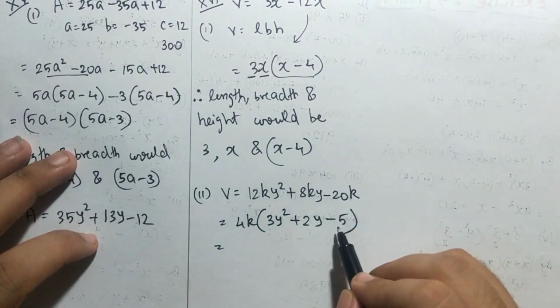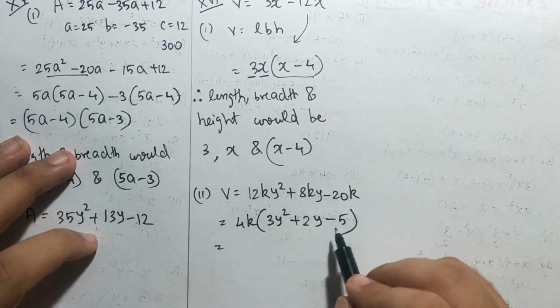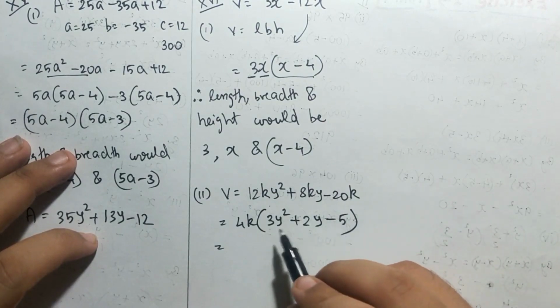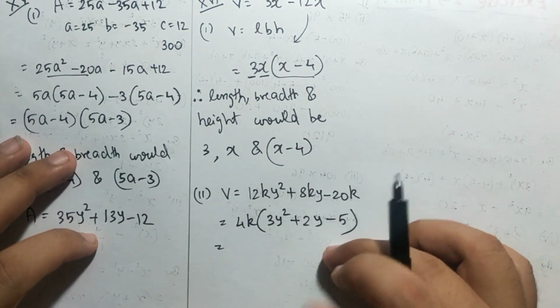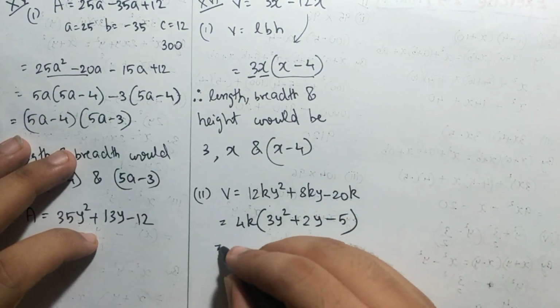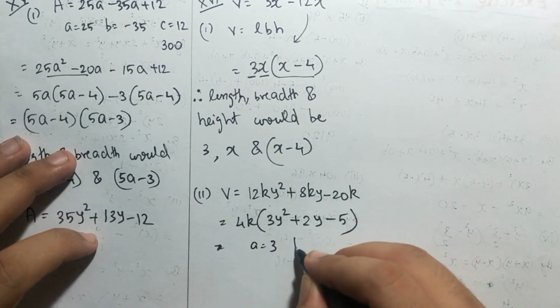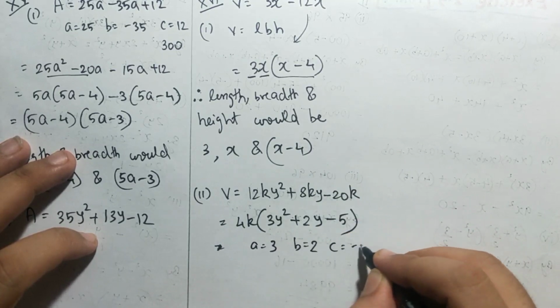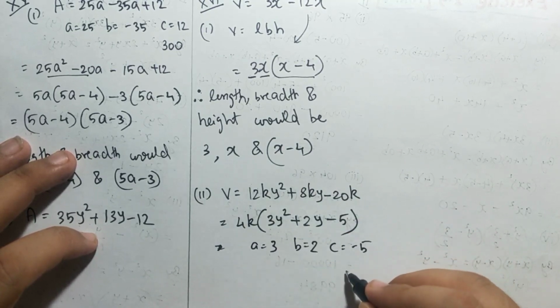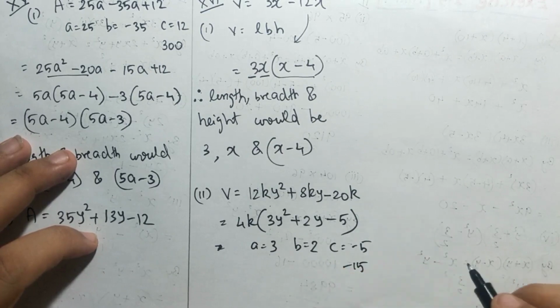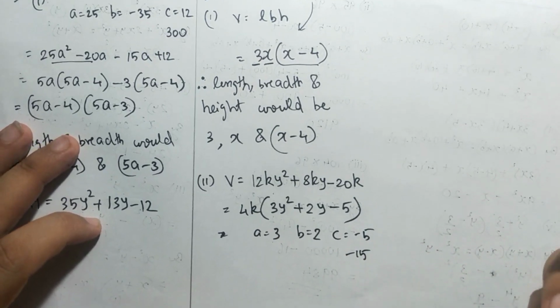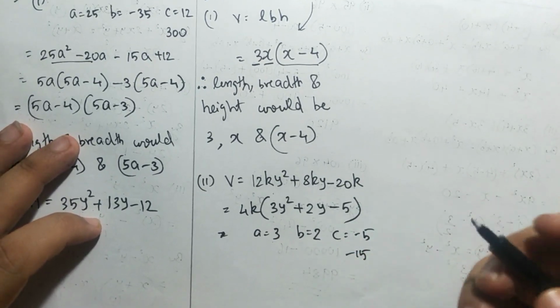Three terms. First check: anything common? No. Second check: are there any two perfect squares? No. The last option is middle term splitting. For middle term splitting, I need A, which is 3. B is 2. C is minus 5. 3 into minus 5 is minus 15. Think of two numbers whose product is 15 and whose difference should give me 2. 5 and 3. Simple.